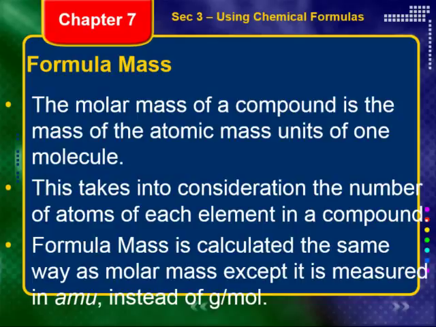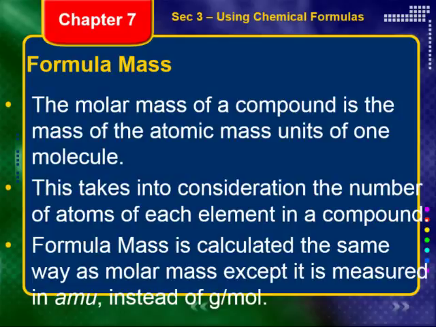Formula mass. Now, before we look at what a formula mass is, I want to remind you of what the molar mass is. The molar mass of a compound is the mass of the atomic mass units of one molecule. Take all of the units that make up that compound, take their masses in atomic mass units, add them together. That's going to be the molar mass. However, that's going to be in grams per mole. Anytime we use the unit moles, we're taking into consideration the number of atoms of each element that are in that compound, the number of molecules that are in that sample.